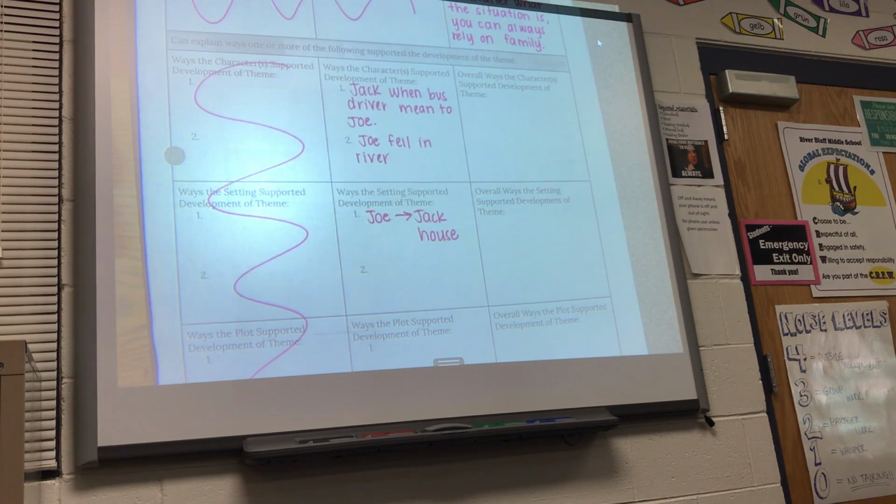James, what is plot? A series of events that one choices. Good. Series of events in the story. So what are some events in the story that helped us to understand the theme? Miranda? After learning that Joseph tried to murder a teacher, right? Did that work? Why? Because Jack's family took him in even knowing the fact.